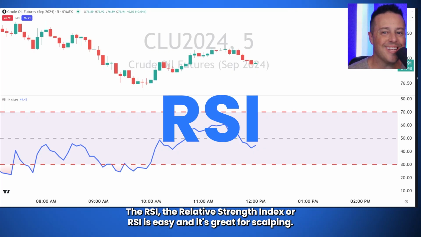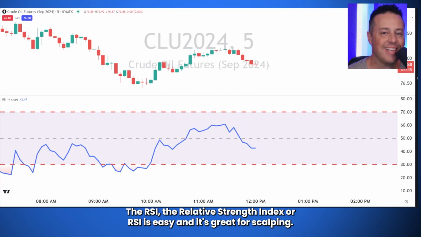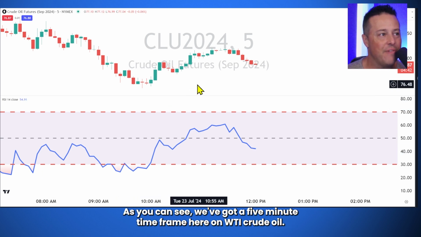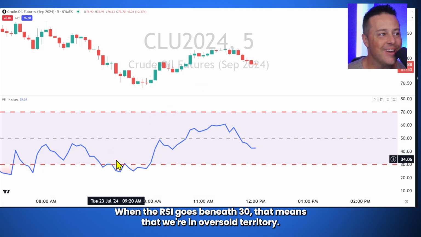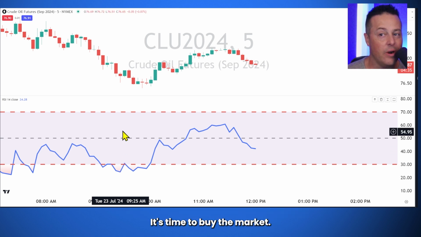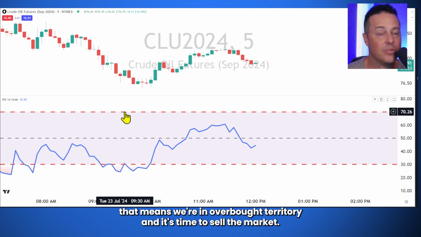Number 1, the RSI. The Relative Strength Index, or RSI, is easy and it's great for scalping. As you can see, we've got a 5-minute time frame here on WTI crude oil. When the RSI goes beneath 30, that means that we're in oversold territory and it's time to buy the market. And when it goes above 70, that means we're in overbought territory and it's time to sell the market.